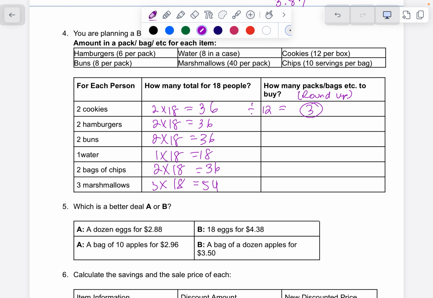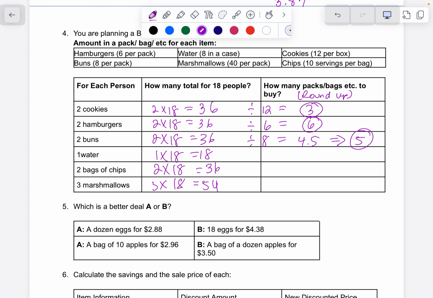Hamburger buns, hamburgers, there are 6 in a pack. If you divide by 6, we get exactly 6 packs will do it perfectly. There's no decimal there. Hamburger buns are 8 per pack. Now here's where it comes out weird. 36 is not divisible by 8 exactly. So if we get a decimal like 4.5, you have to round up to 5. No matter what, because you can't walk into a store and buy half of a pack of hot dog or hamburger buns. It's impossible. They'll yell at you a little bit, so you got to buy that next one, okay?